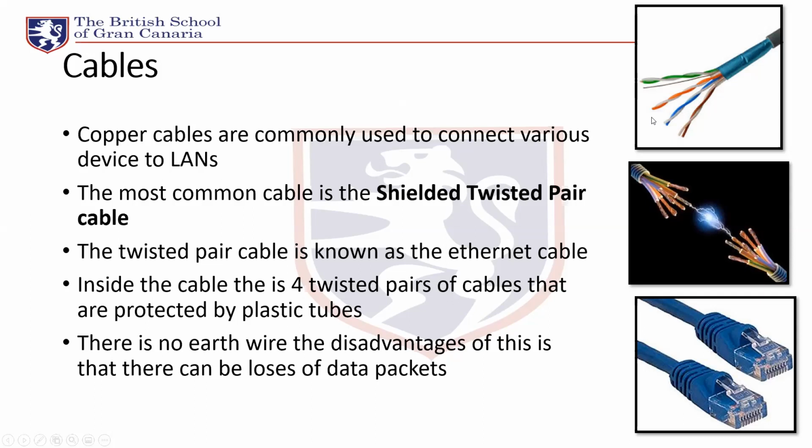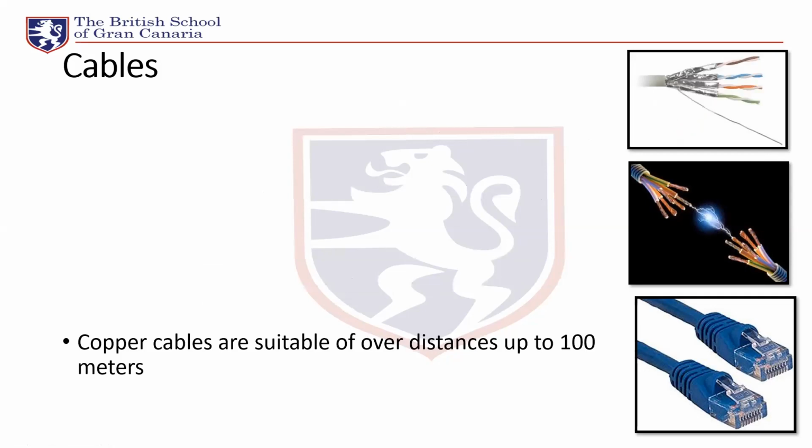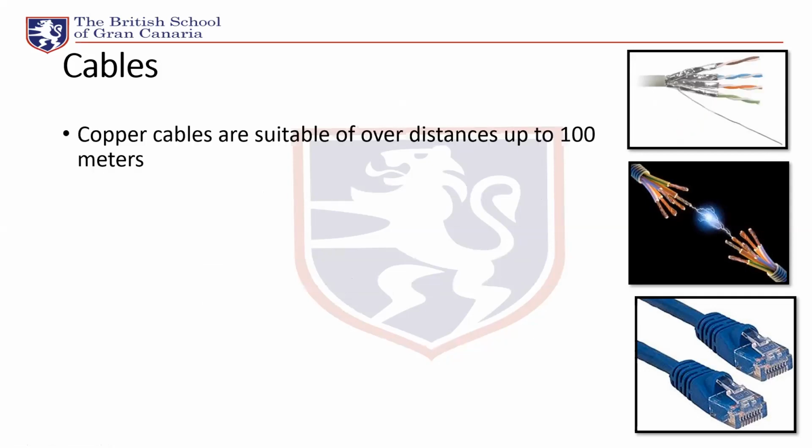Now there's no earth wire, and the disadvantage of this is that the packets of data can simply get lost in transmission when there's a high frequency of data going through, because there is no earth wire. Now, copper cables are suitable for distances of up to 100 meters. Anything after that, the signal tends to weaken.